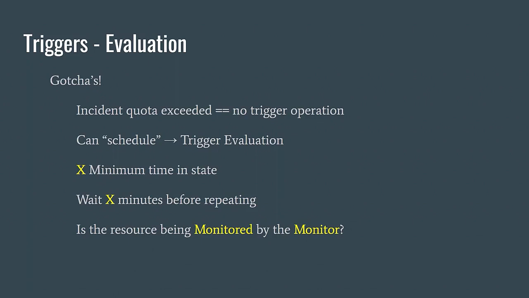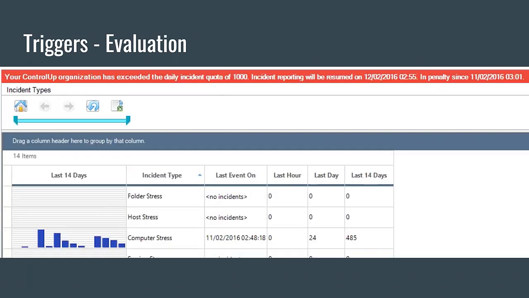And then the last one is whether the resource is actually being monitored by the monitor. When you go back into that monitor's view and click on data sources, you can see a list of the objects being monitored. If it's not actually connected to the monitor, it's not going to have automation happen. So this is that incident quota exceeded. You can see very clearly here, when this happens, automation will stop.